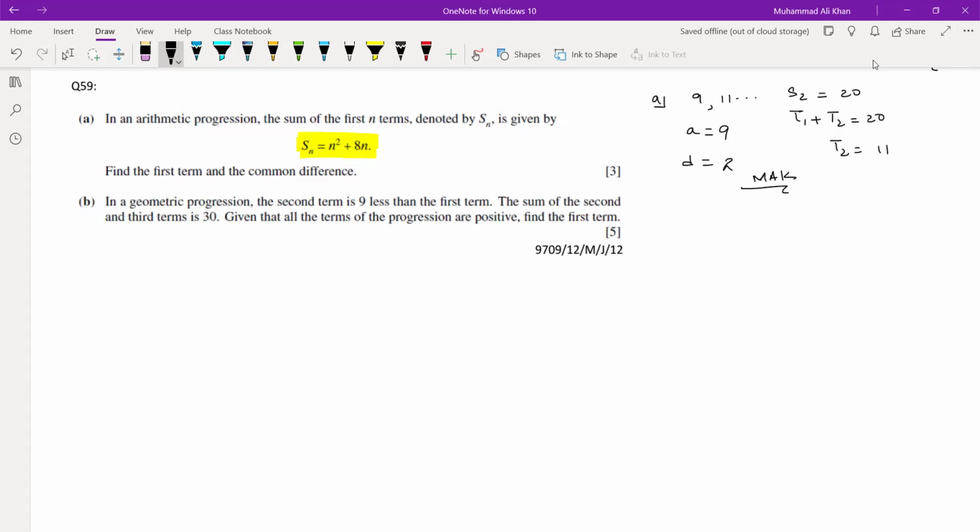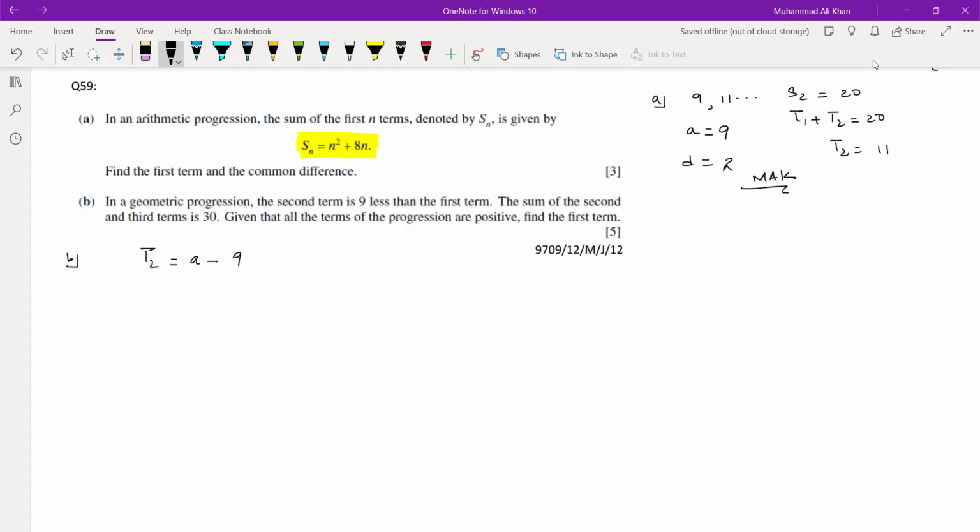Any confusion, anyone? No. Second, in the B part, in a geometric progression the second term is 9 less than the first term. How to write the equation? T2 is equal to a minus 9. What was said? In a geometric progression the second term T2 is 9 less than the first term. If we reduce 9 from the first term, what will we get? We get the second term.